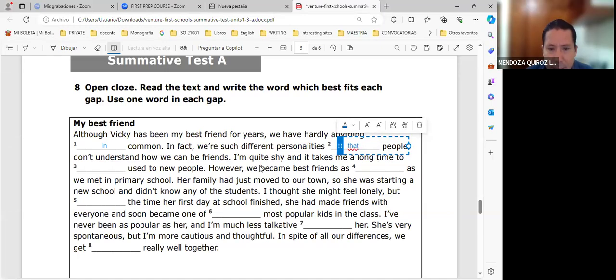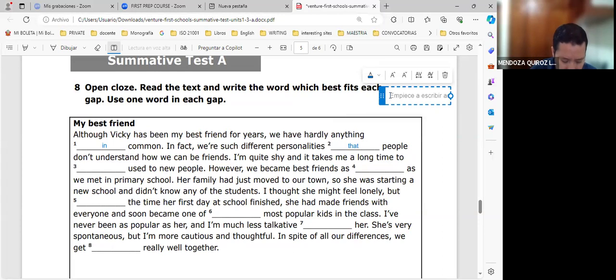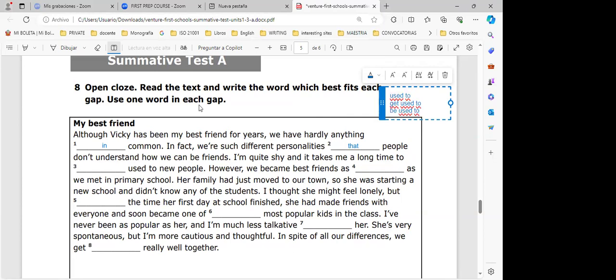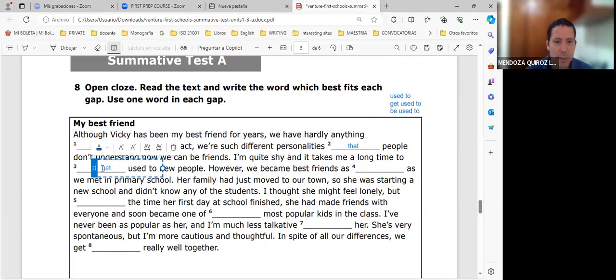Naomi, number 3, I'm quite shy and it takes me a long time to. When we talk about used to, there are 3 possibilities. Used to, the other one is get used to, and the other one is be used to. Get. No? Get used to. I'm quite shy, it takes me a long time to get used to new people. Nice.